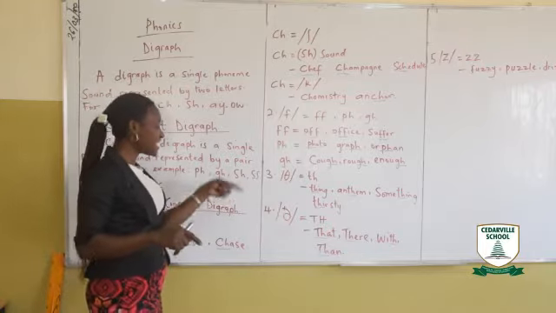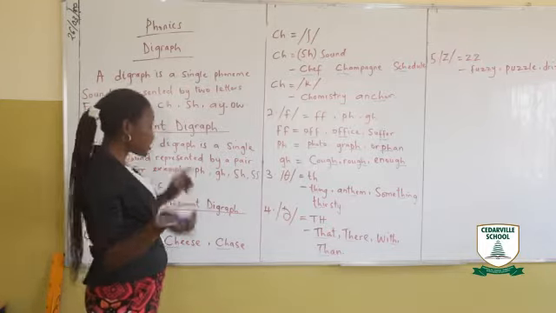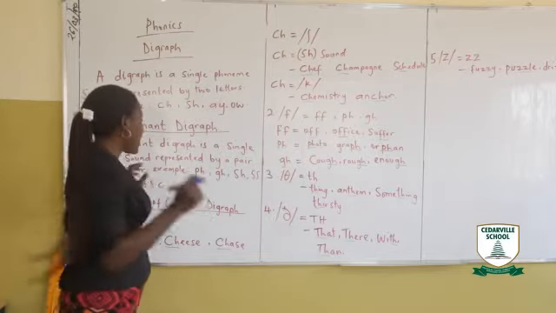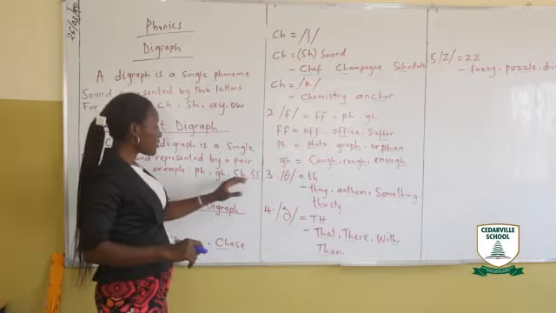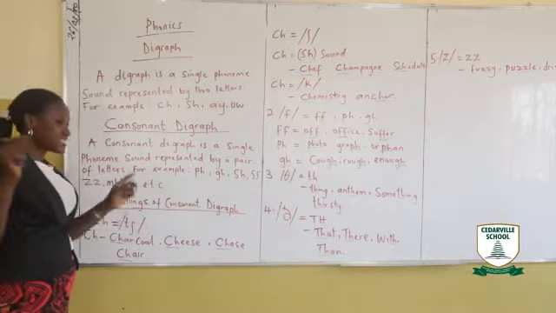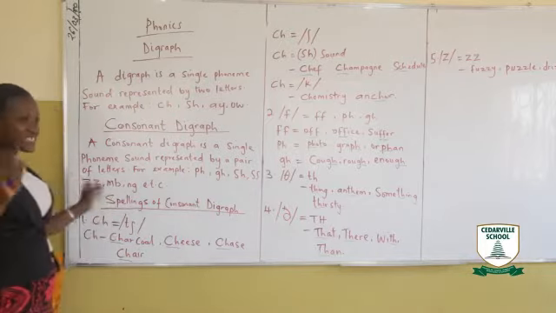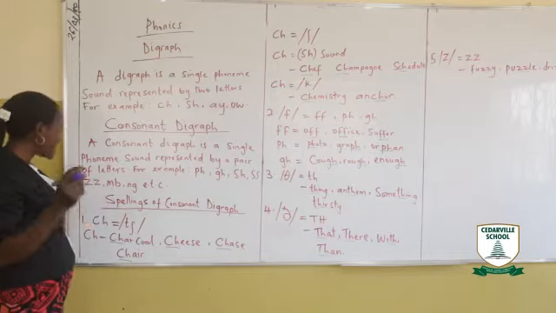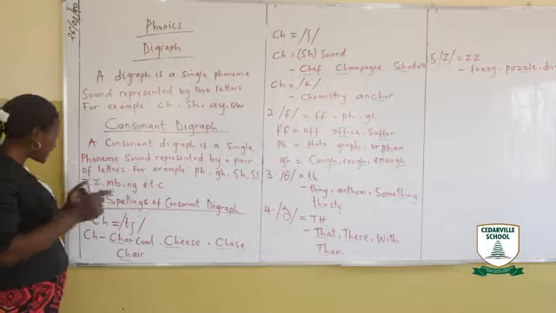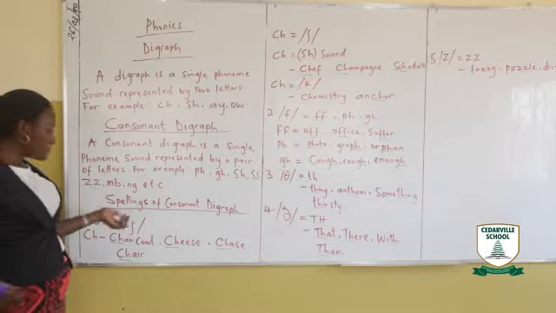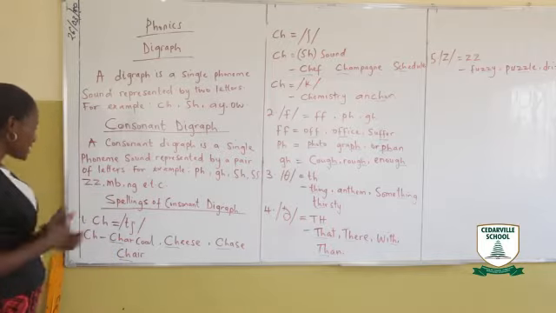We have the SH digraph, the sound sh, and in some cases, and we have the SS digraph, the sound s, and we have the z, the sound z. The z digraph spells the z, and then we have the ND digraph, the sound and the sound.